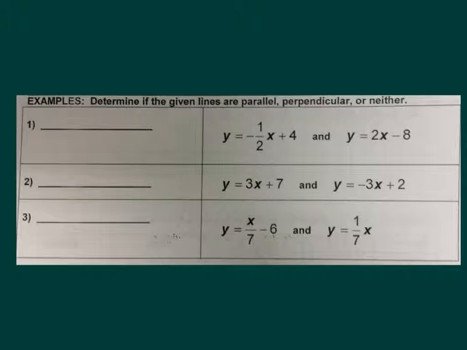Next, we are given equations, and we are to determine if those equations are lines that are parallel, perpendicular, or neither. If you recall, we know that slope-intercept form is given in y equals mx plus b. We know in this equation, y equals mx plus b, that our m value is the slope.